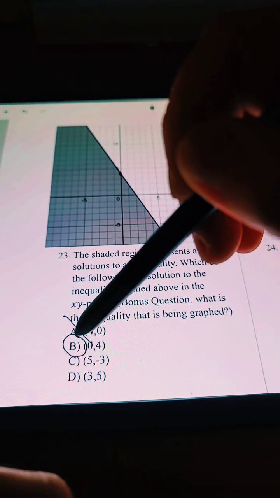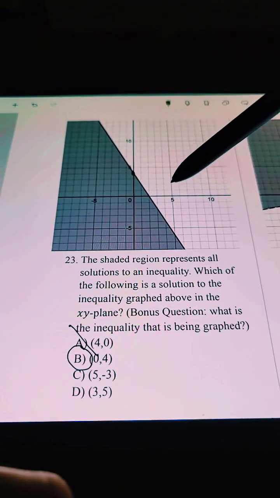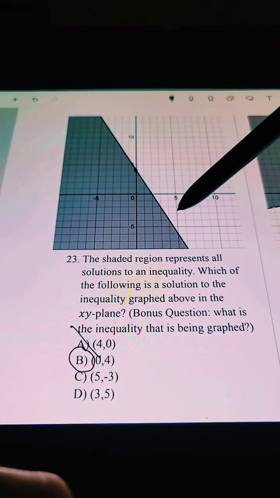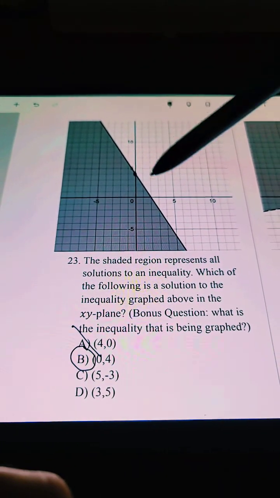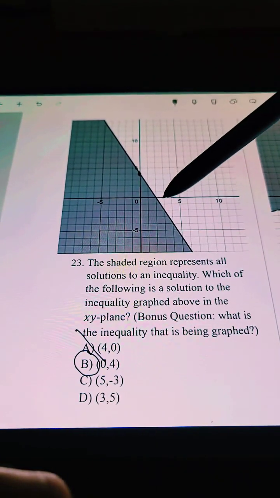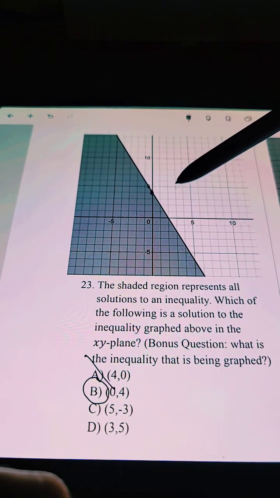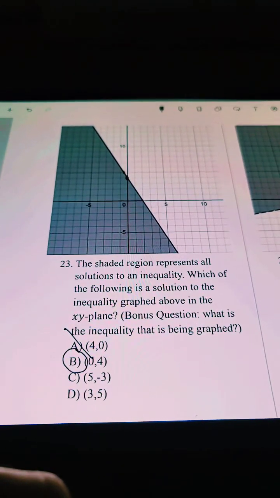But let's just prove why it's not C or D. So for C, it would be 5 and then -3 right here, that's not in the shaded region. And then we have 3, 5. So 3, 5 is right over here. That's not in the shaded region. So that's how you could disprove C and D.